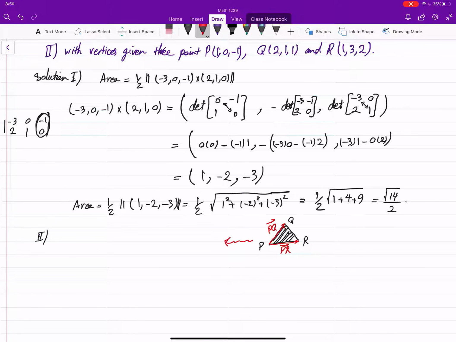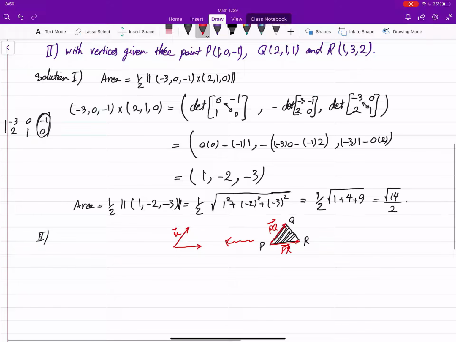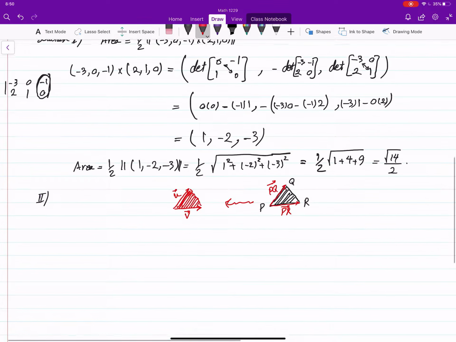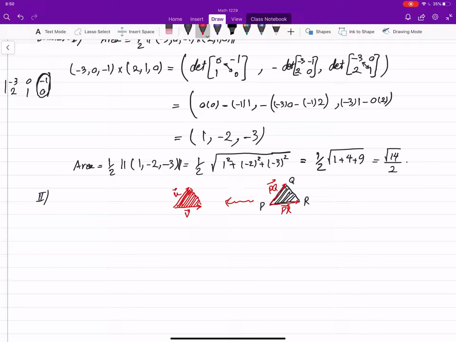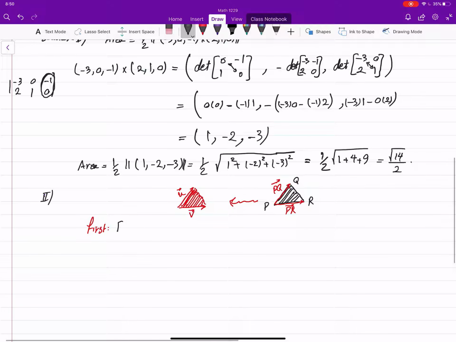Then for each directed line segment, I can find one unique vector which is equivalent to that. So for PQ, I find U. For PR, I can find V. And then the triangle they form is the same thing. Well, this tells me everything. So first you find equivalent vectors.